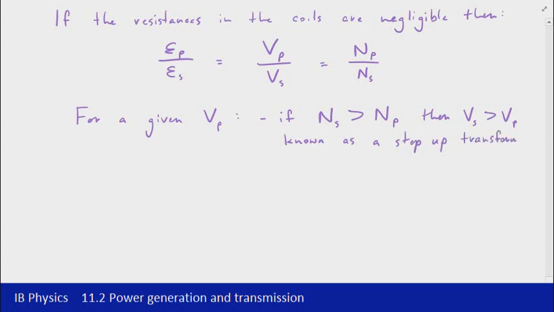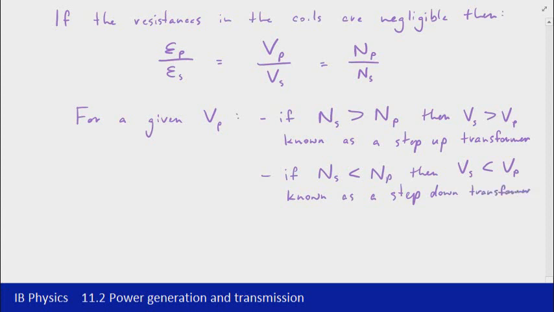Conversely, if Ns is less than Np, then the secondary potential difference is going to be smaller than the primary, and so this is known as a step-down transformer. Now, the reason why we need step-up and step-down transformers we'll have a look at in the next video, where we start to look in a little bit more detail at how power is transmitted and why transformers are important in that process.